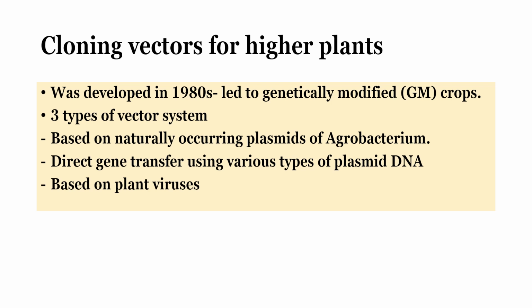Cloning vectors for higher plants were developed in the 1980s, and that led to the genetically modified GM crops. Now there are three types of vector systems which are used for plants: those based on the naturally occurring plasmids of agrobacterium, those using direct gene transfer, where we can transfer various types of plasmid DNA into the plants, and those based on plant viruses that will naturally take our gene of interest into the plants.